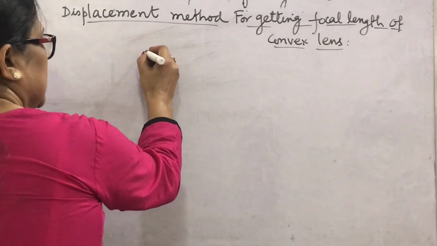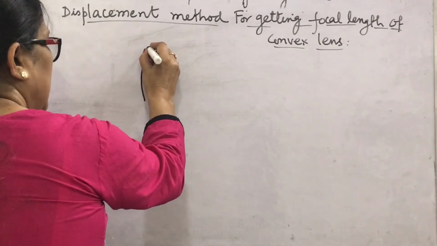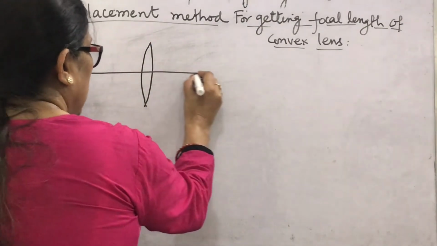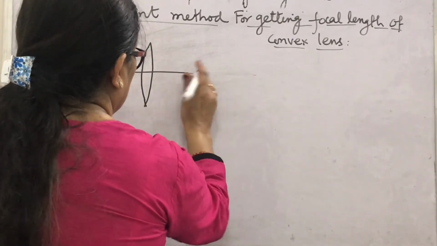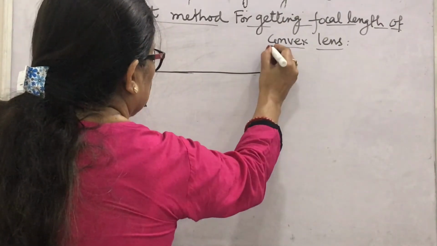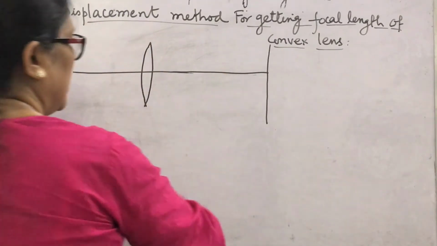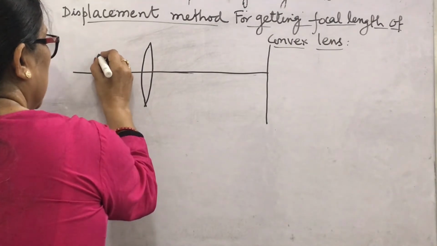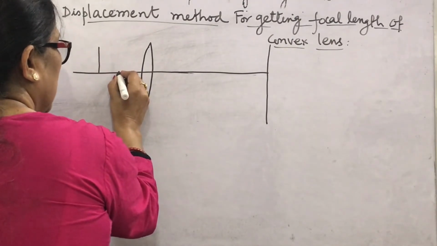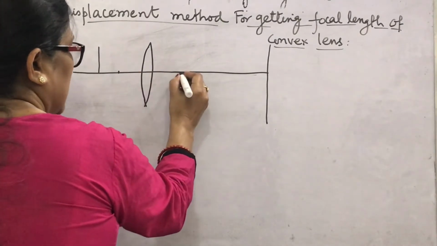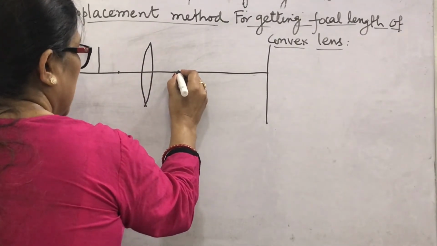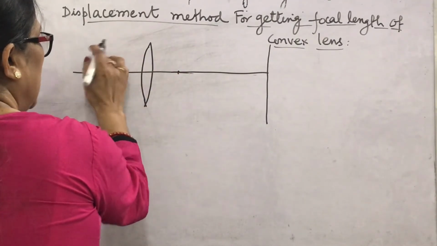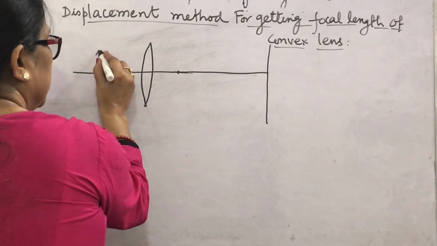Suppose there is a convex lens, it is placed here, and the position of the screen is, if you draw the principal axis, suppose this is the screen. If the object is placed here and this is the focal length, on both sides you have to mark the focal length very correctly by taking the same distance. You will use a scale.